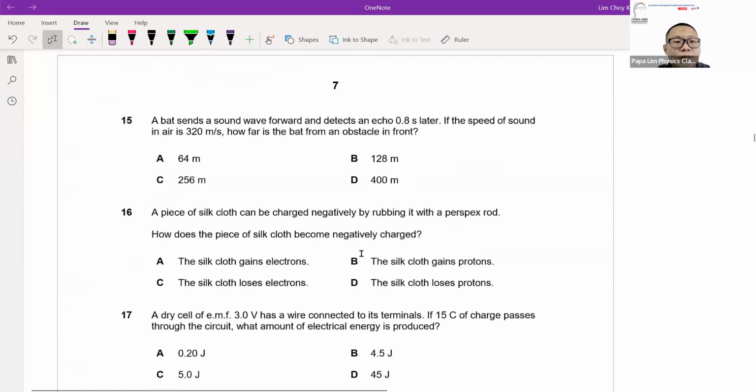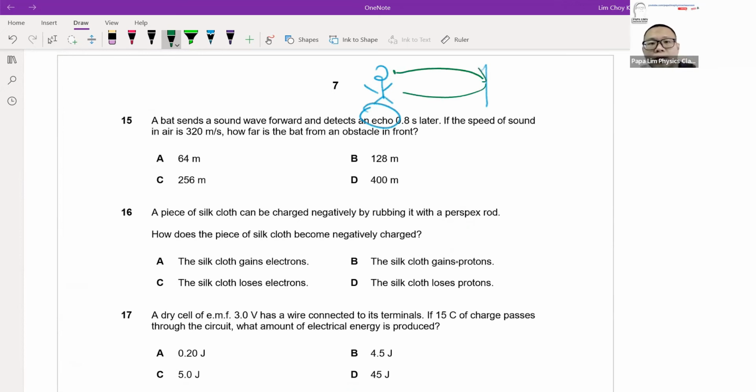Now for 15, echo. Remember echo, when we talk about echo, we talk about bouncing to and fro. So let's say I'm the person here, the moment we mention echo, it's always about 2 times the distance, meaning the sound will be traveling from the source to the wall and back to the source again. So there will be actually 2 times the length, or 2 times the distance involved.